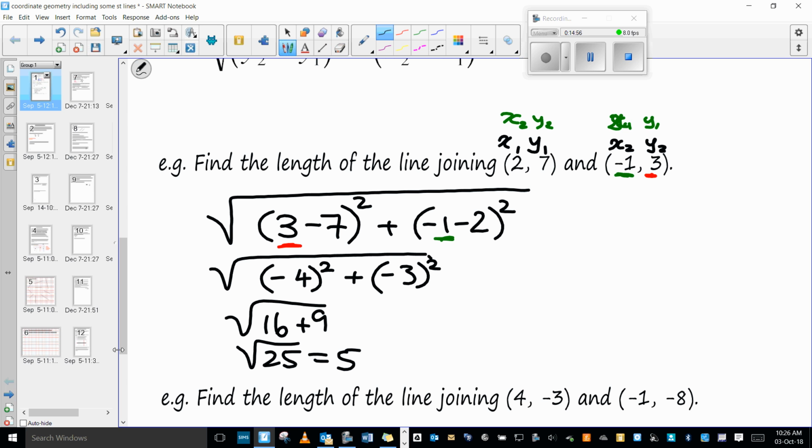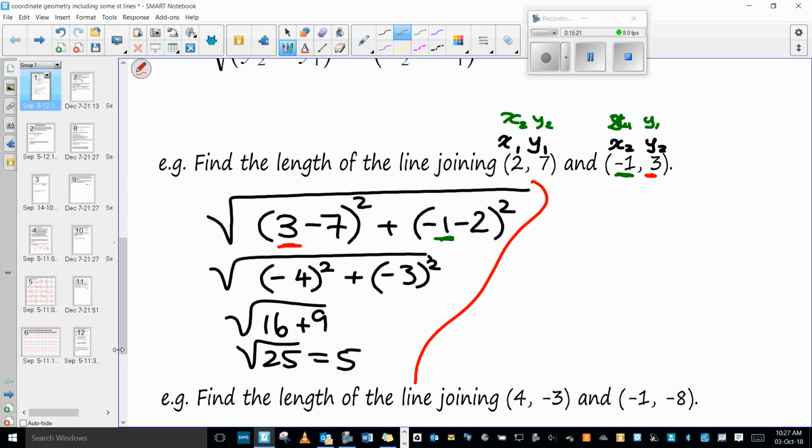Square root. So you find the length of the line between those 2 points. Well, of these 2 coordinates. So if I want to know the length of the line between those coordinates, it would be 5 units long.